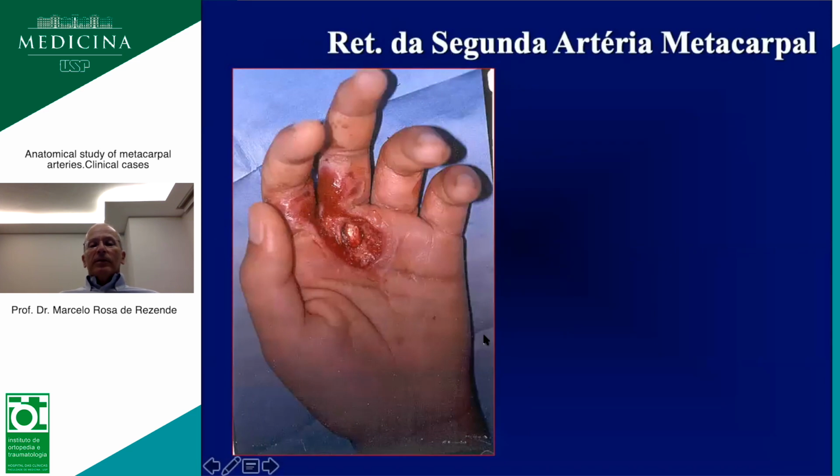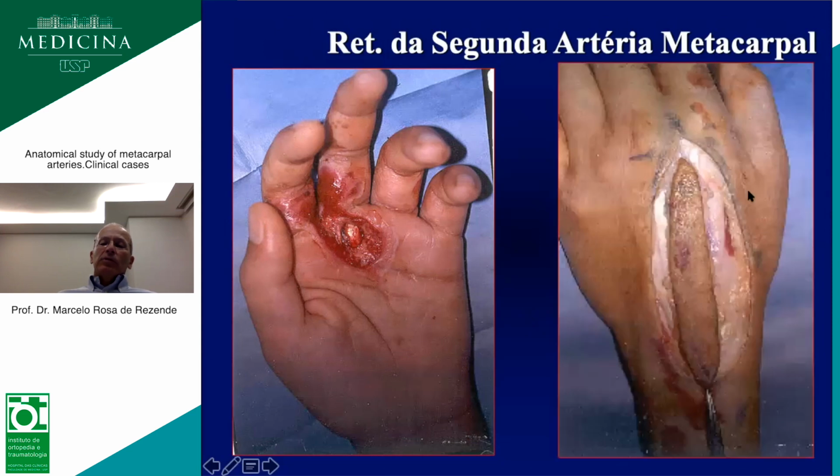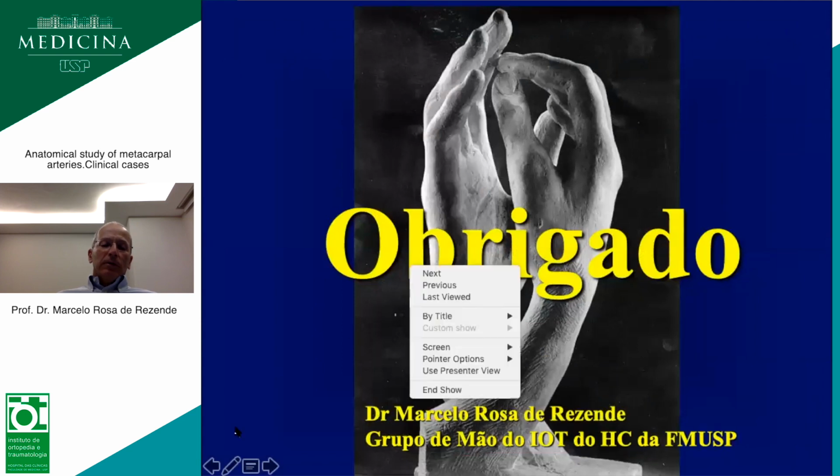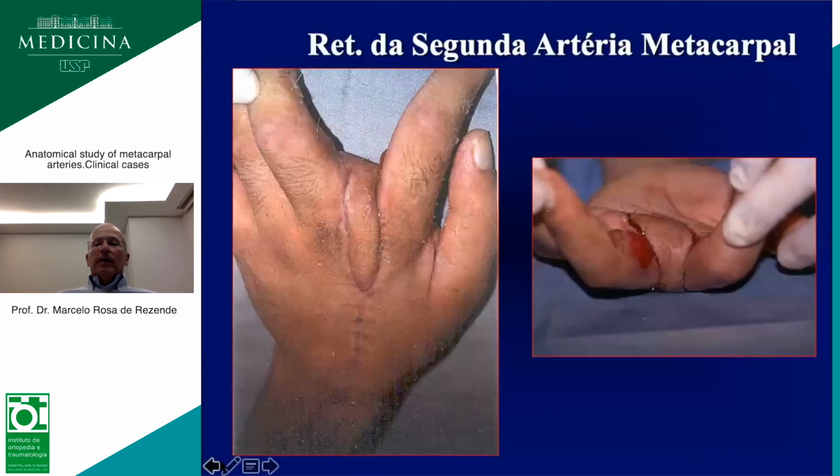This is a different situation. We have exposure of the tendon of the third finger at the volar aspect. So we plan to use the second metacarpal flap in an anterograde fashion, based only on the cutaneous branch. So we rotated this flap, and then we could cover the area in the volar aspect, crossing the web space.